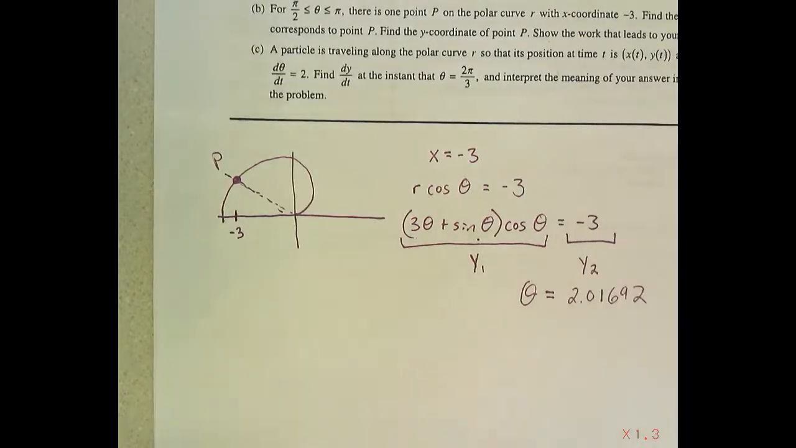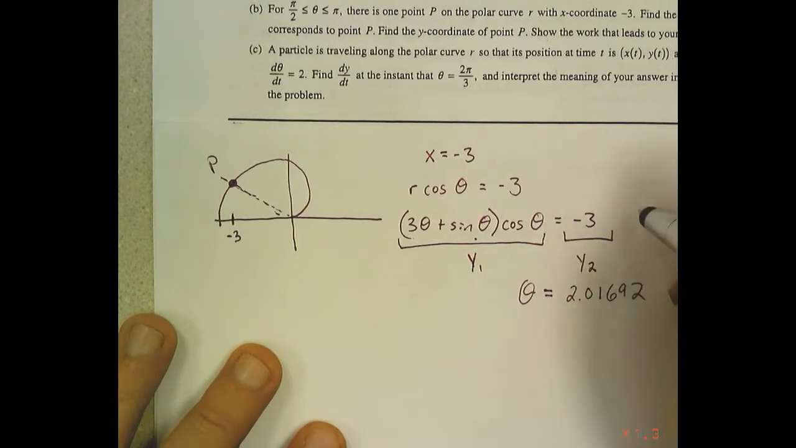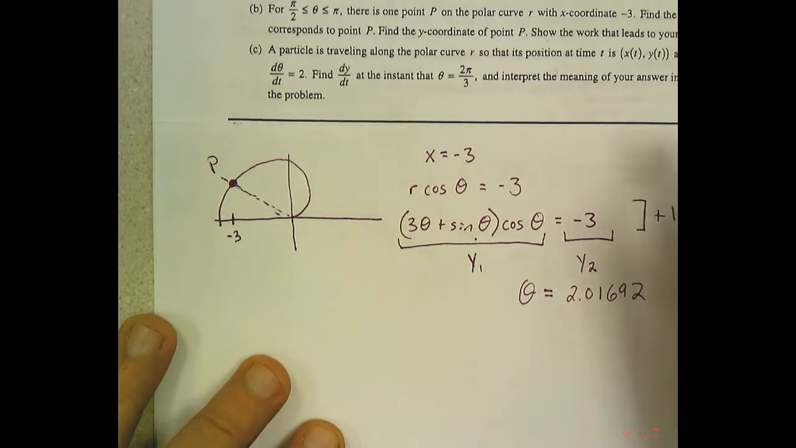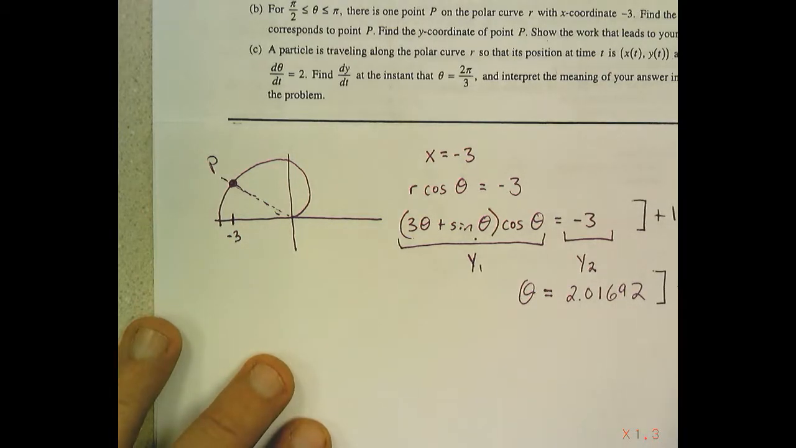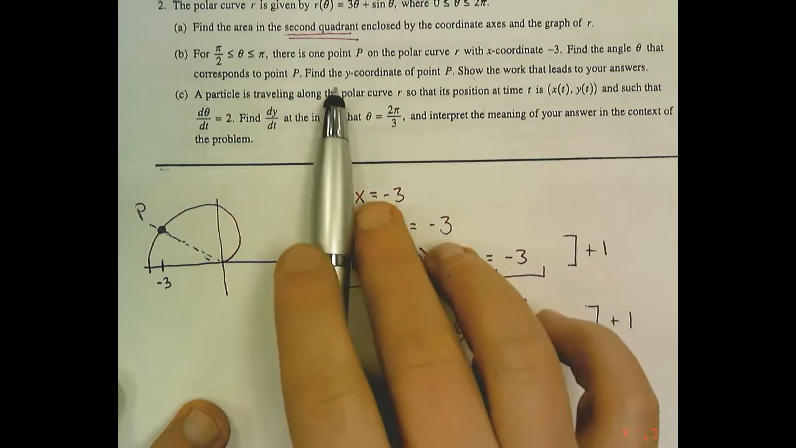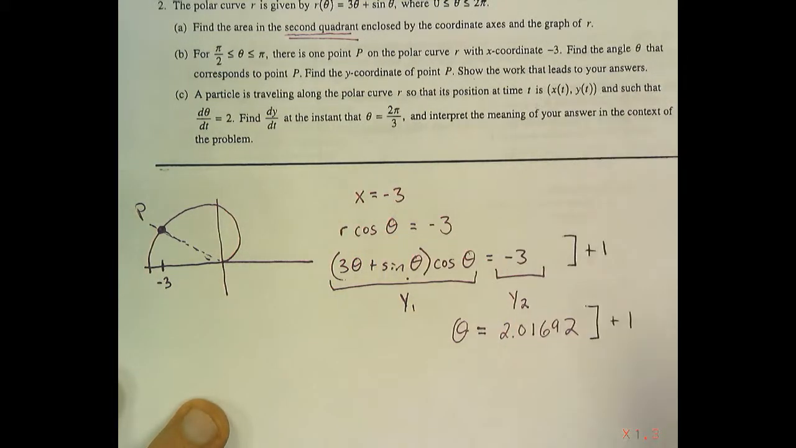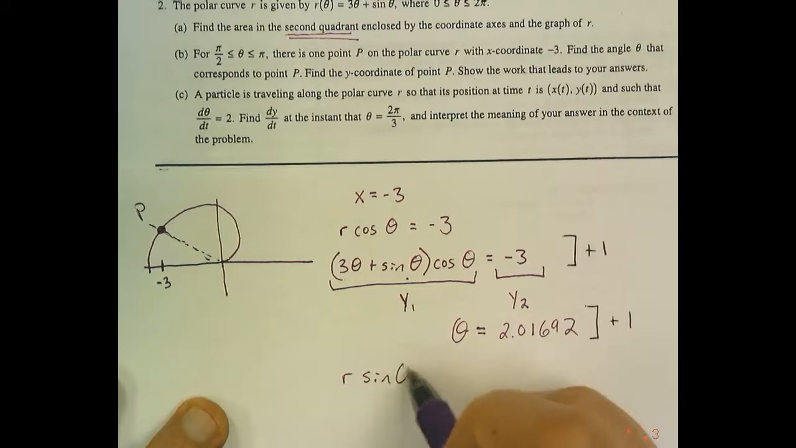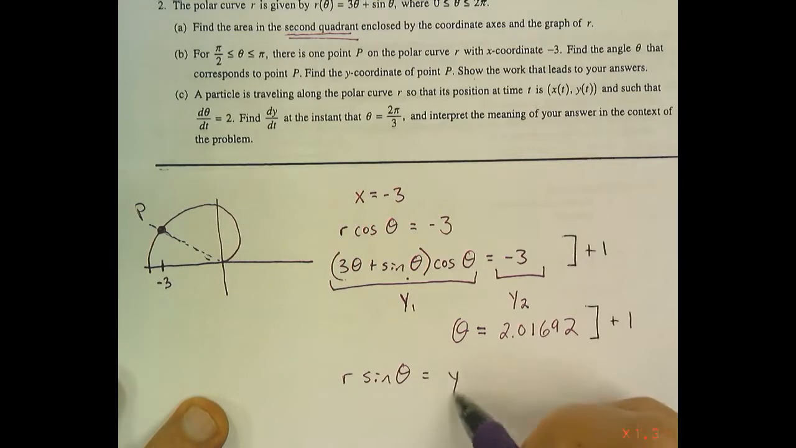So the point breakdown for this part B, you get 1 point if you set up the equation, and you get 1 point if you found the value of theta. Now that wasn't the entire question. They also said find the y coordinate of point P. So now that we know the angle that point P is at, our sine of theta is going to be our y coordinate.